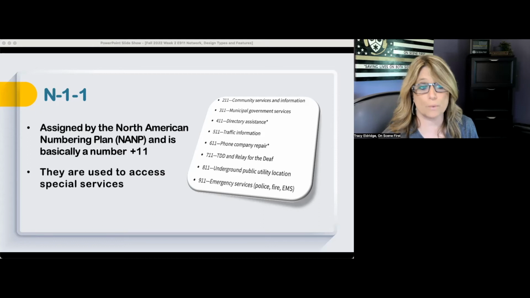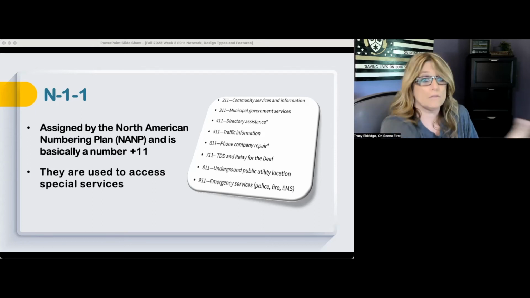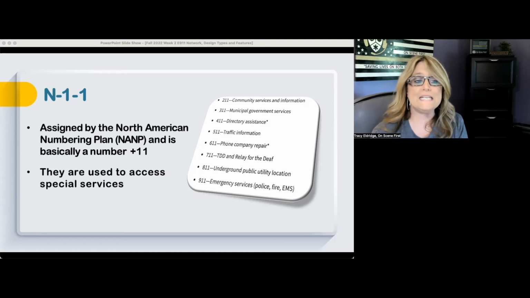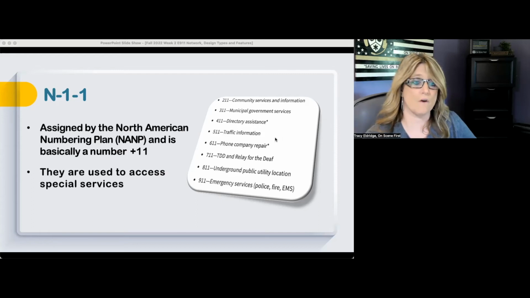611 phone company repair. So when you use your wireless device and you dial 611, you get your phone provider's service center, right? So if there's a problem, you contact them through 611. 711, TDD and relay for the deaf. 811, underground public utility location. And 911 is emergency services. Okay, so the N11 is brought on by the North American Numbering Plan, and it just basically allows you to get to other services with just a few short presses of buttons.